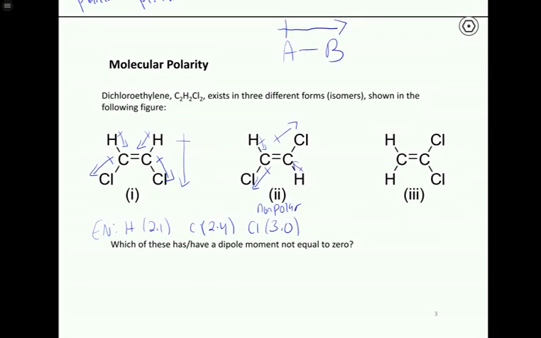This first one I didn't write it here, but this one's going to be polar because the dipoles don't cancel out. And then finally this last one here, we draw dipoles from hydrogen to carbon and from carbon to chlorine. Again, we're pointing towards the more electronegative atom. And when we do this, this molecule is going to have a net dipole pointing to the right. All these arrows add up to give a dipole that points left to right as we've drawn it here. So this one's also going to be polar.